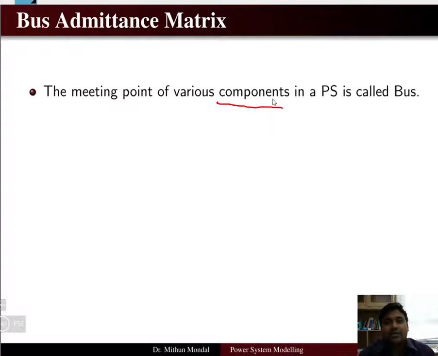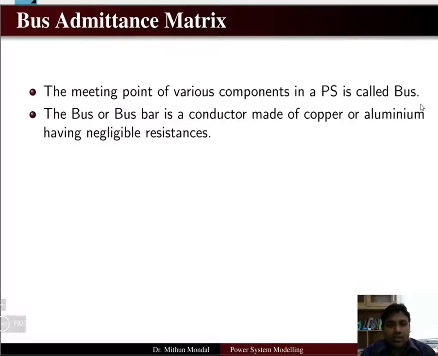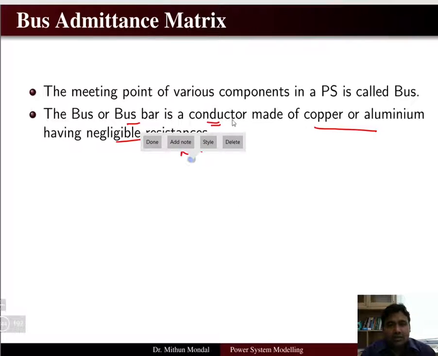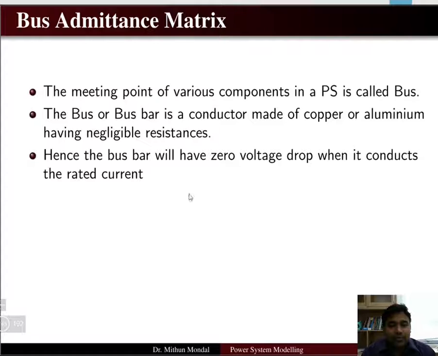Components can be generator, motor, transformer, substations, node. So, every meeting point of the components of a power system is called a bus. Now the bus or bus bar is basically a conductor made of copper or aluminum having negligible resistance, close to zero. So the bus bar will have zero voltage drop when it conducts at the rated current.